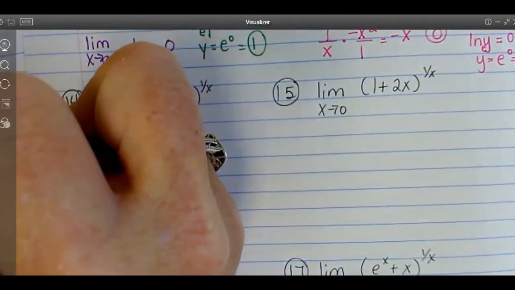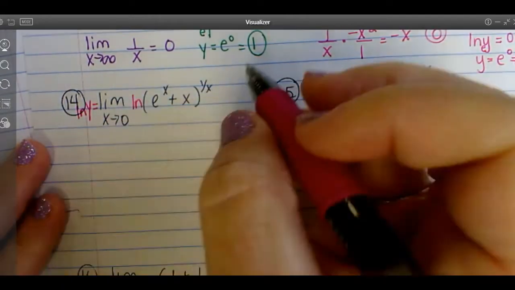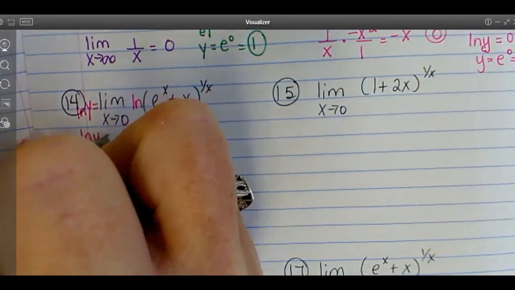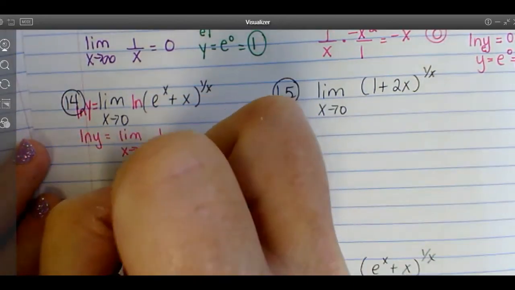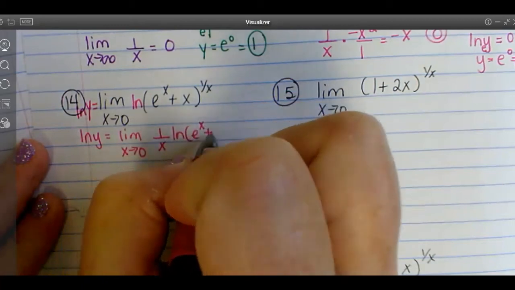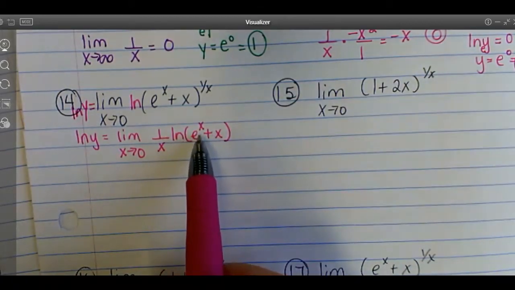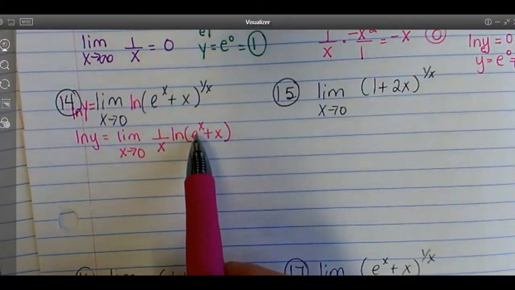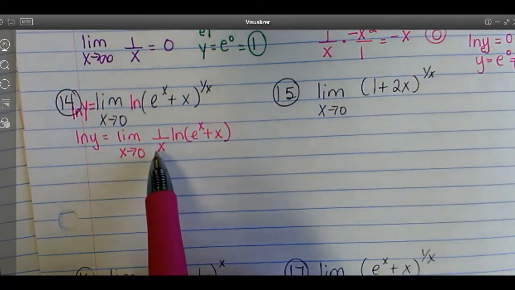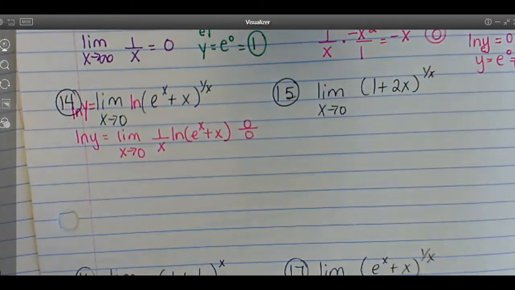Remember, this is y equals, so we're going to put that natural log in front, which means there'll be a natural log here. And that gives me 1 over x, natural log of e to the x plus x. That 1 over x comes in front of the natural log. This is on top. Plug in your 0, that is natural log of 1, which is 0. And then 0 on the bottom, so we have 0 over 0, so we can just find the derivative.